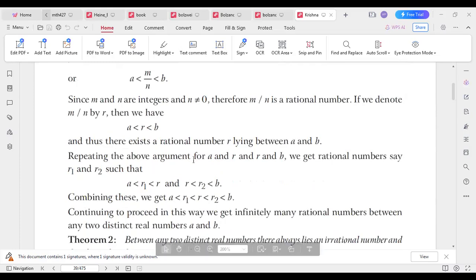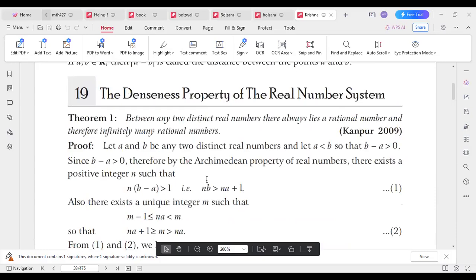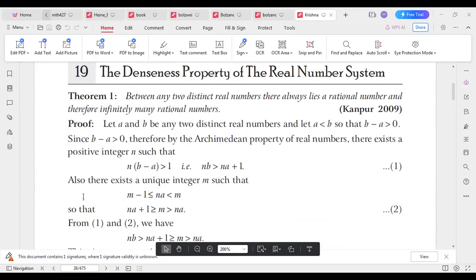So if we denote the rational number m by n as r, then this rational number lies between a and b. And thus there exists a rational number r lying between a and b. Now repeating the above arguments for a and r, and for r and b, we get rational numbers r1 and r2. r1 lies between a and r, and r2 lies between r and b. Combining this, we get a less than r1, less than r, less than r2, less than b. Continuing this process, we get infinitely many rational numbers between any two distinct real numbers a and b. So this is called the denseness property of the real number system.